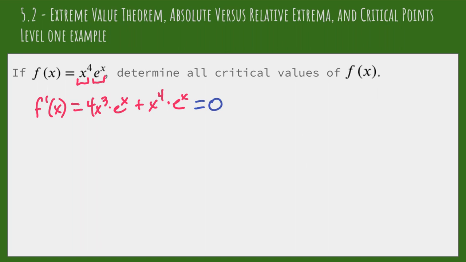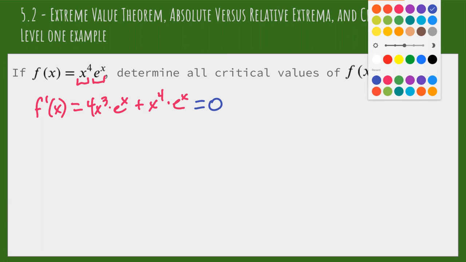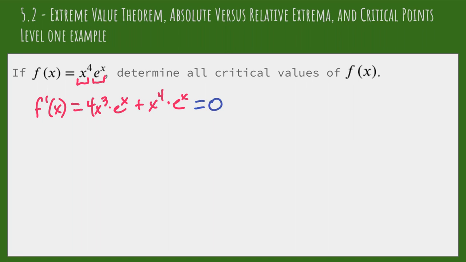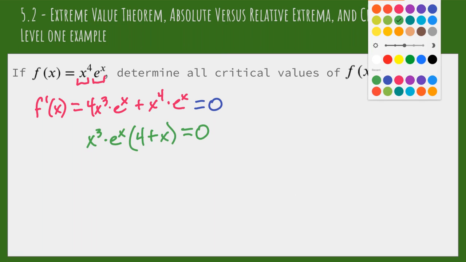I do want to point out again that we can plug in any x value we want into the derivative, and it's going to be defined there. So we don't have any troubles with the derivative not being defined, so the function not being differentiable. So all our critical values we're going to get from where the derivative equals 0. This time I'm going to factor out the e to the x, but I'm also going to factor out an x cubed. So we factor out x cubed, and we've got e to the x, and then what's left over is 4 plus x, and that's equal to 0.